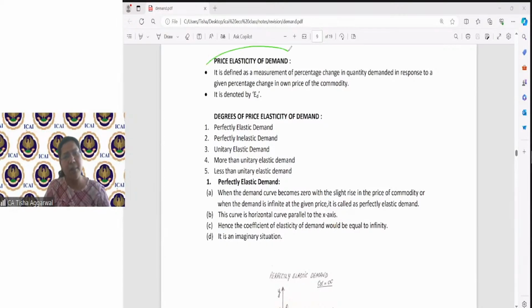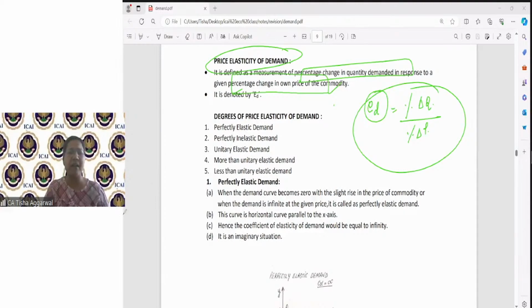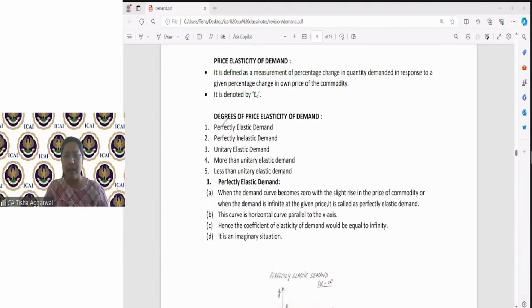So when I talk about the price elasticity of demand, you have to first understand the percentage change in quantity demanded with respect to the percentage change in the price of the commodity. And I denote it by ED, which is equal to percentage change in quantity upon percentage change in price. Is it clear up till here? Now, next is the degrees of price elasticity of demand.